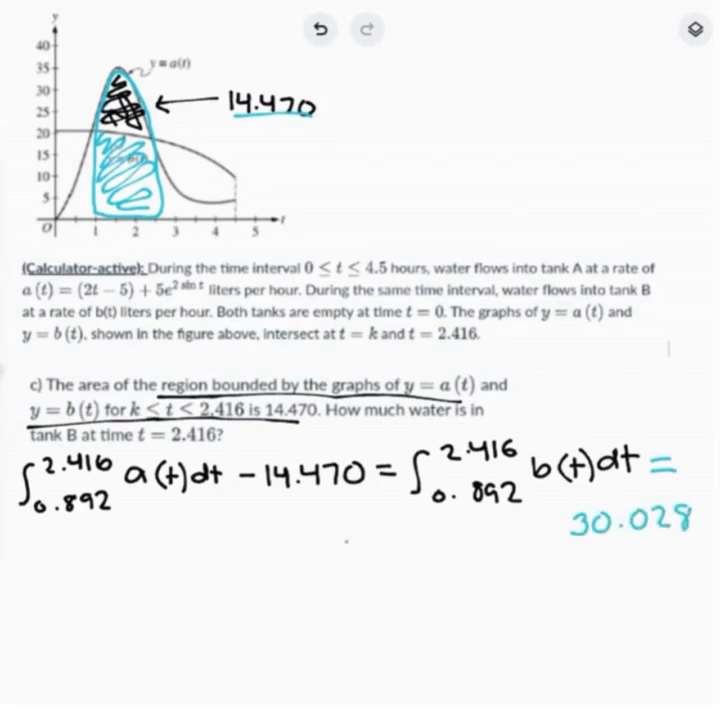However, since we do not know what the function B is, we'll have to subtract 14.470, which is given to us and is the region bounded by the graphs of function A and B over the interval 0.892 to 2.416, from the area of function A in that same interval, which, if you put it into the calculator, should equal 30.028.